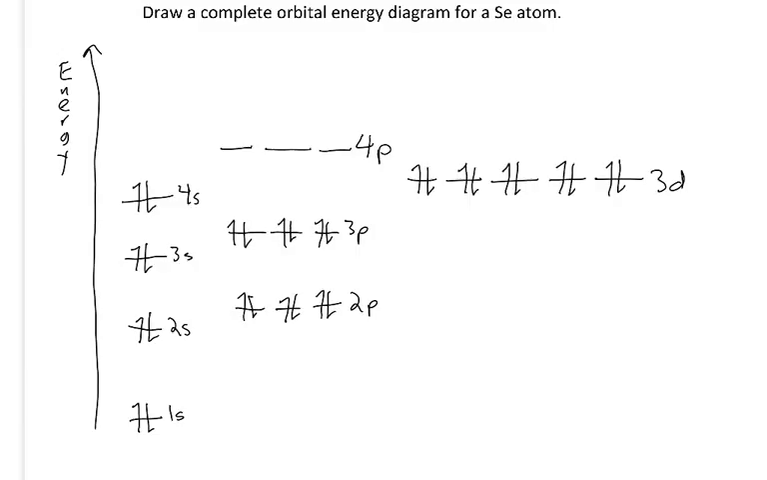And if you look at selenium, in the p block, it's in the 4th column, so it has 4p electrons. So 1, 2, 3, and then finally I pair that 4th one. And so if I ask for the orbital energy diagram for an atom, this is what I'm looking for.